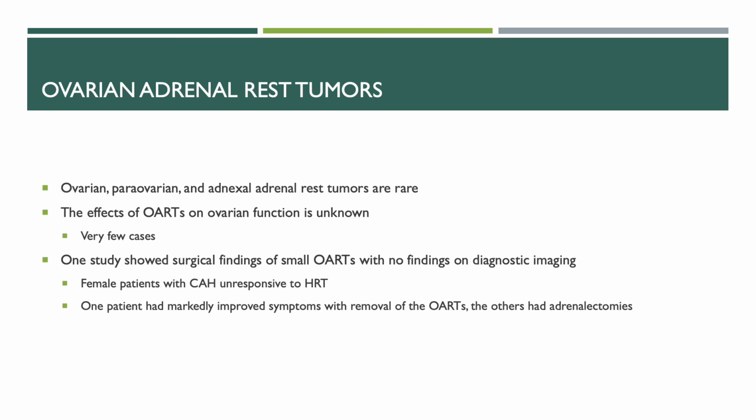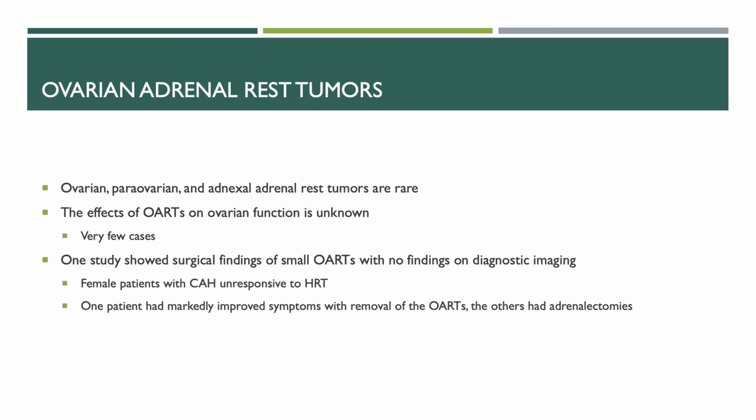Adrenal rest tumors in females are very rare. Ovarian, paraovarian, and adnexal adrenal rest tumors have been documented, but there are very few cases in the literature. Researchers suggest that there is a low incidence of these masses in females because there is primary sex cord regression in females. In embryology of males, the primary sex cord forms the rete testis and the seminiferous tubules, but this has no role in females, so it regresses, and presumably the ectopic adrenal cells would also regress.